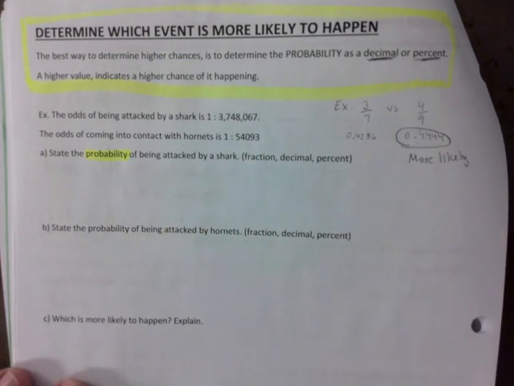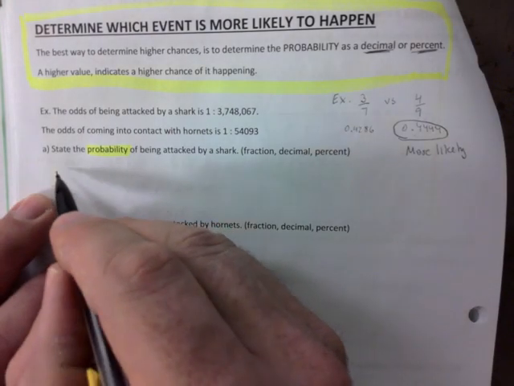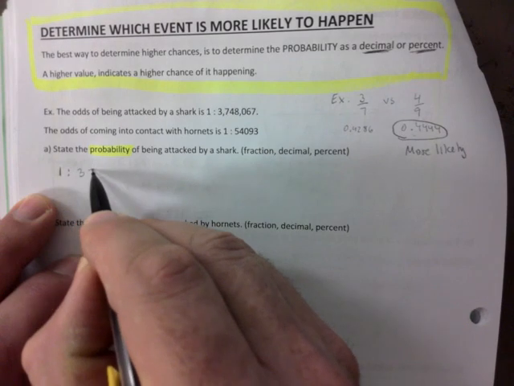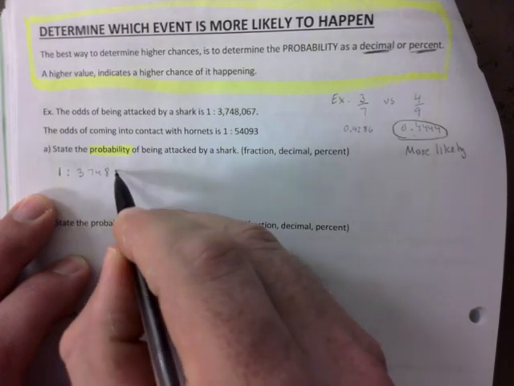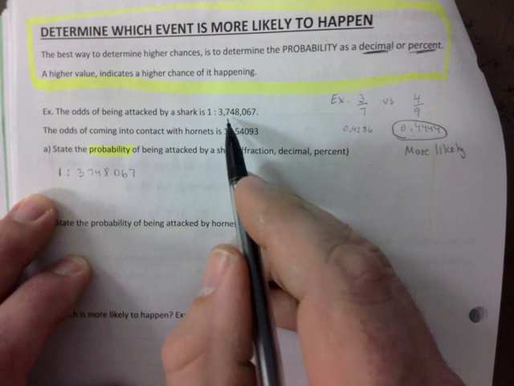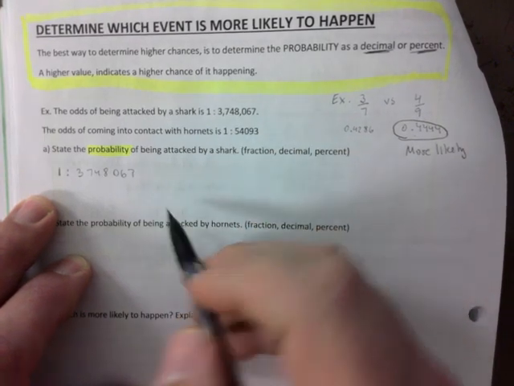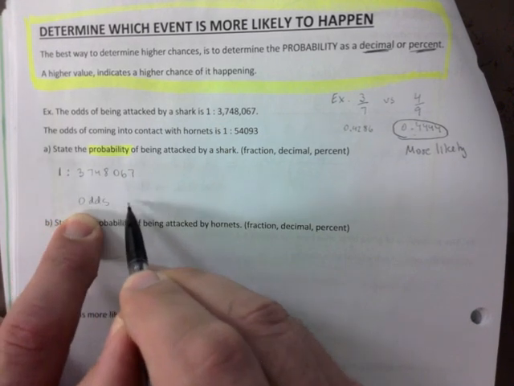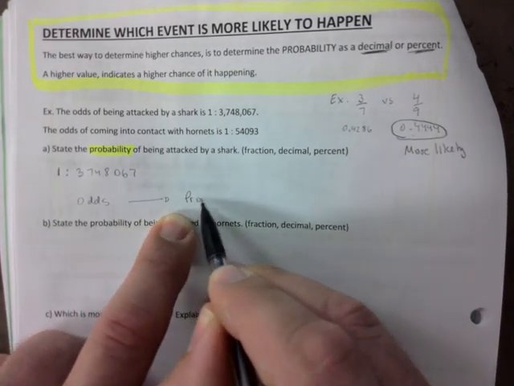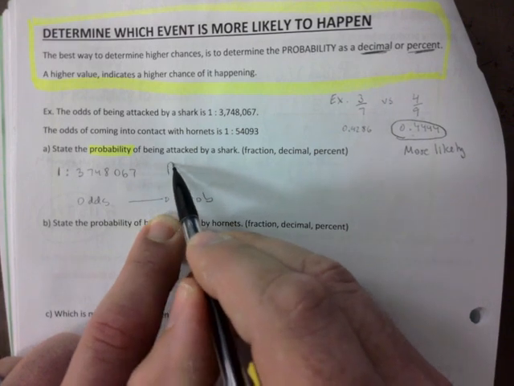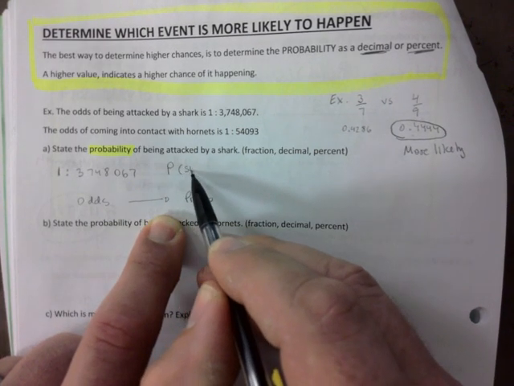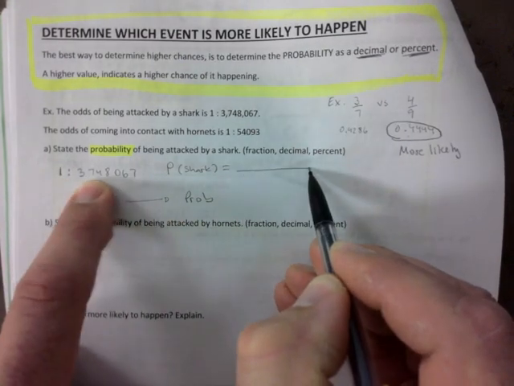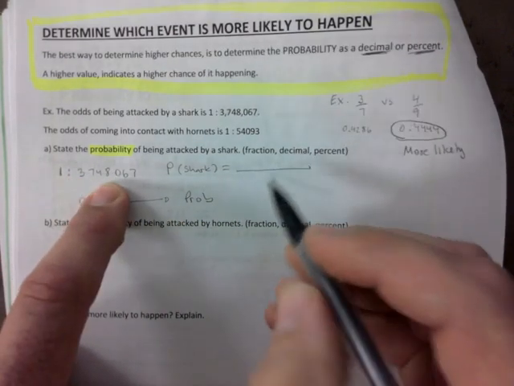So remember, if you have this number, 3748067, don't do the commas, please. I don't really need them there unless there's a decimal. So we have this as our odds. We're going to turn that into a probability. So probability of being attacked by a shark would be 1 plus this. You add them up.